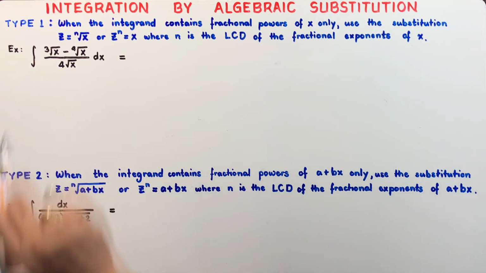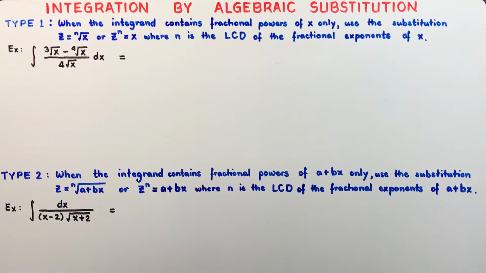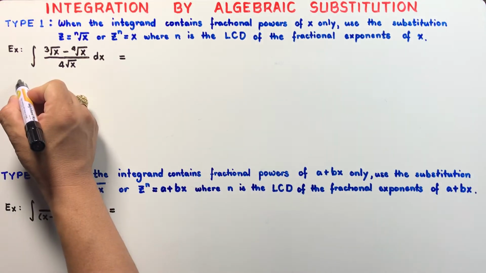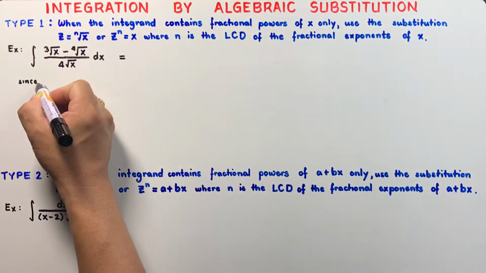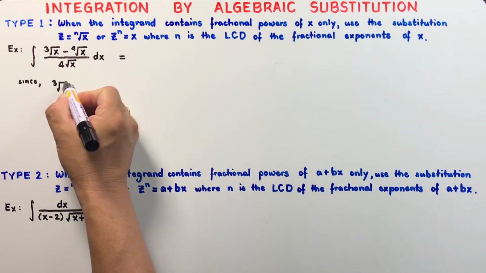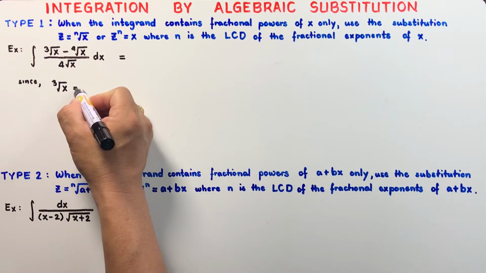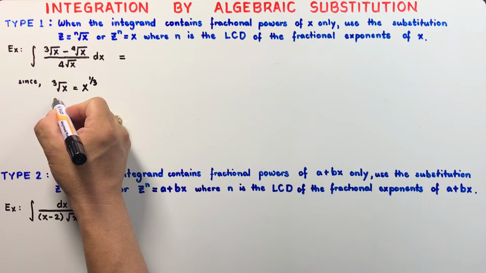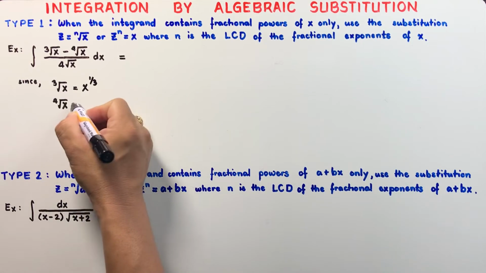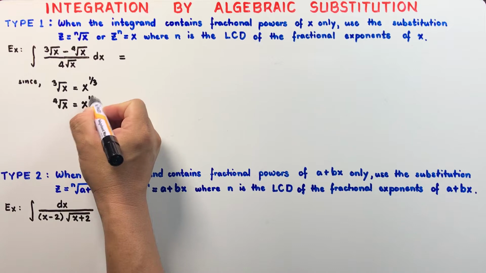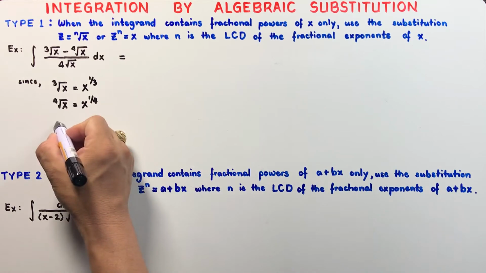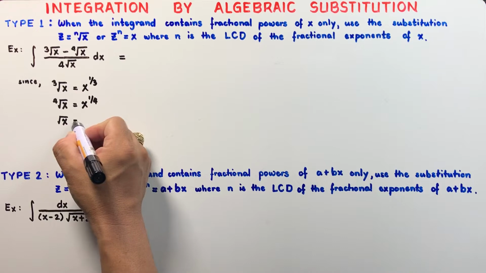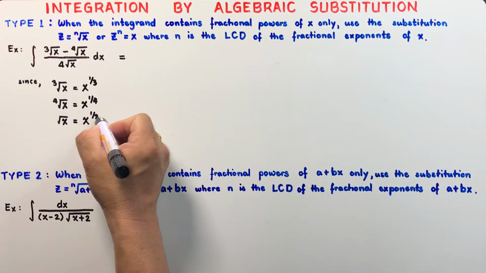What is the integral of the cube root of x minus the fourth root of x, divided by 4 times the square root of x, dx? Here, let us list down our irrational terms. The cube root of x, which in the exponential form is x to the power 1/3, and also the fourth root of x, which is x to the power 1/4. And also the square root of x, which is x to the power 1/2.